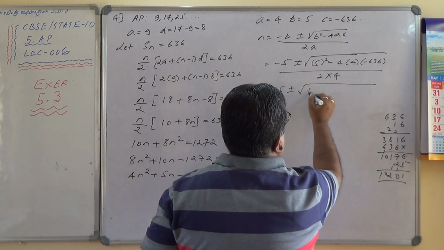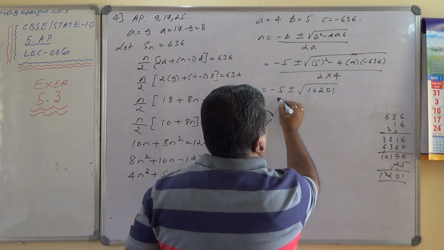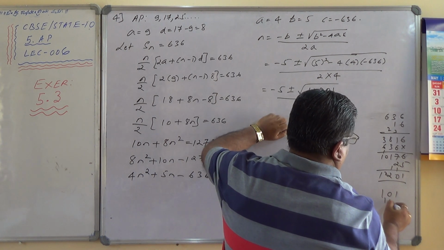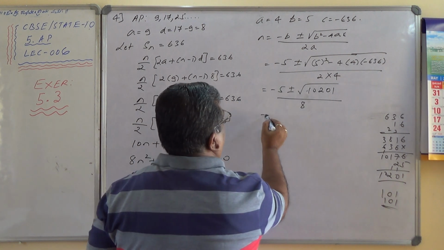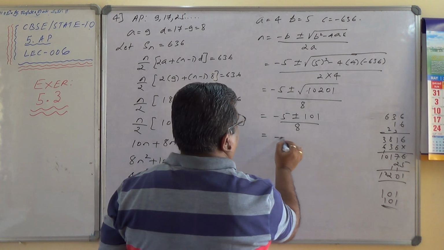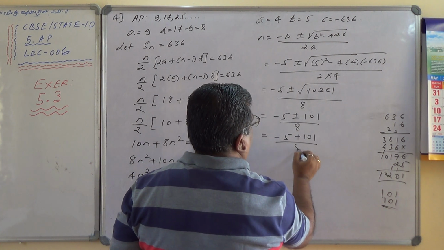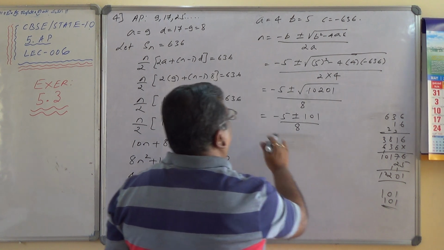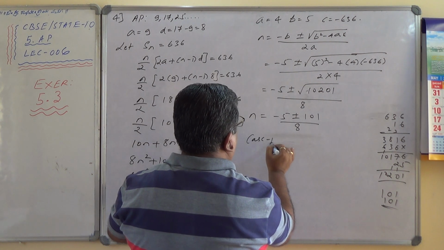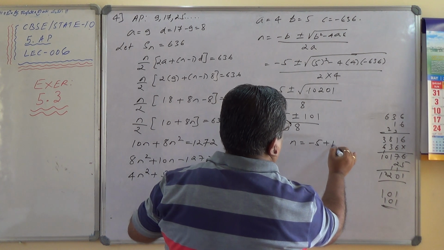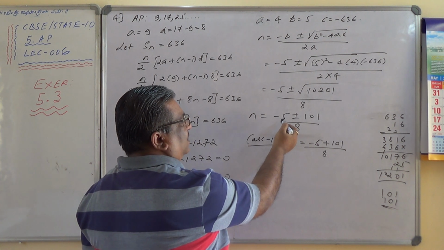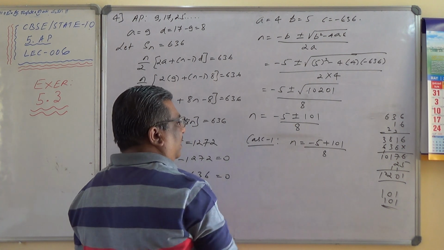Check whether you get 101 into 101. You should be able to get 101, so n equals minus 5 plus or minus 101 divided by 8. There are two options over here. First I'll take case 1, n equals minus 5 plus 101 divided by 8. Case 2 is neglected because it is negative, and n cannot be negative, and therefore only case 1 I will consider.